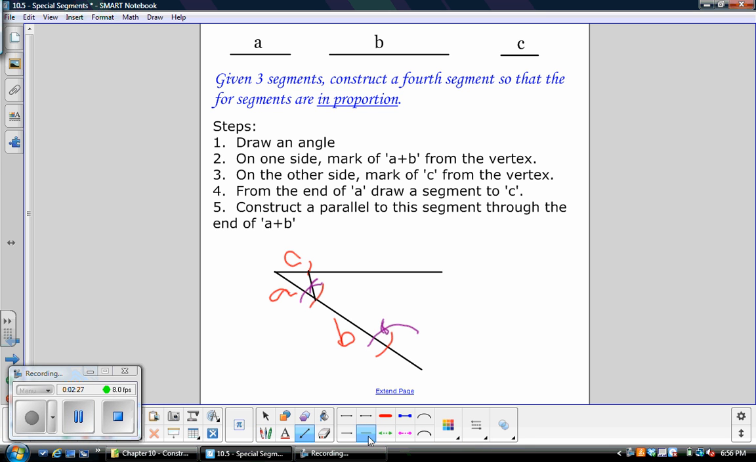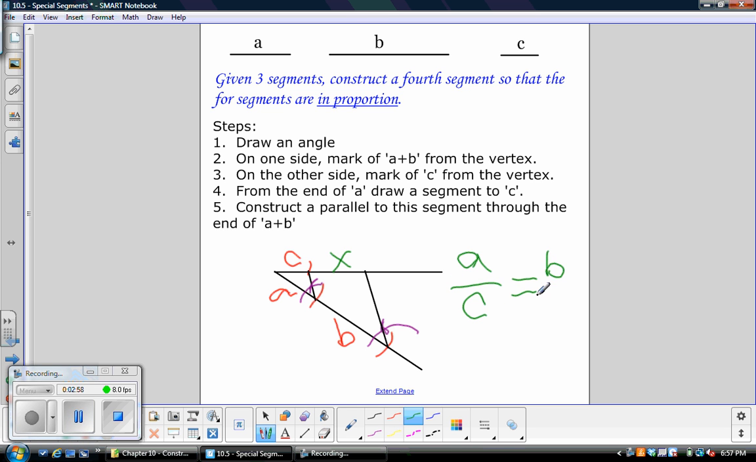So take your segment, go from the end of where you marked B through that point, intersecting the other segment. That segment I'm going to call X. And we know that A over C is going to be equal to B over X because I had parallel lines. So therefore, these segments are in proportion.